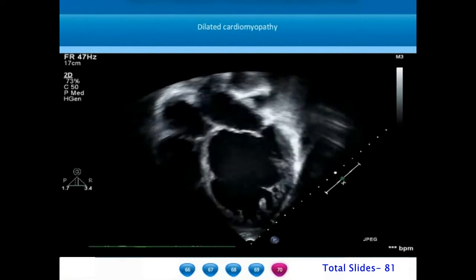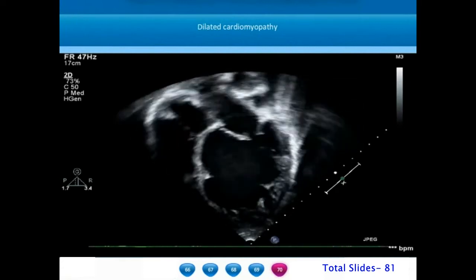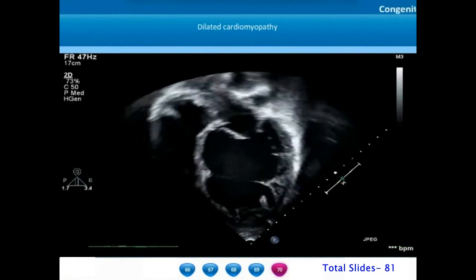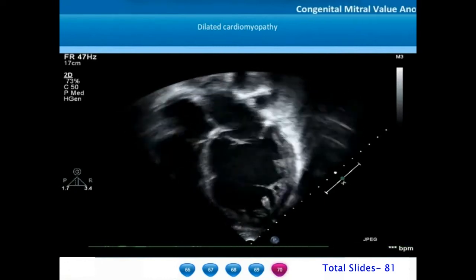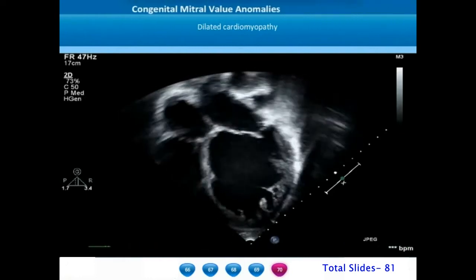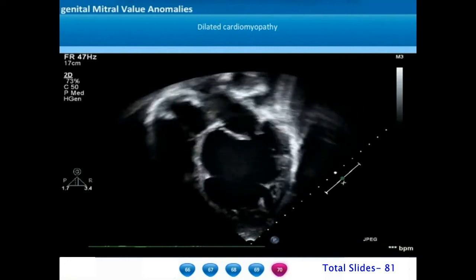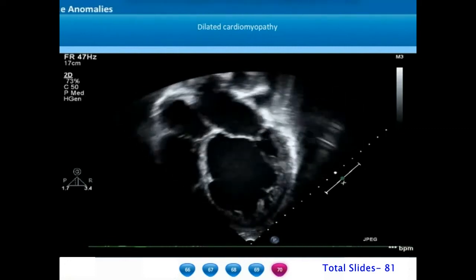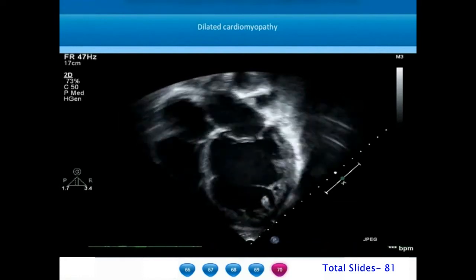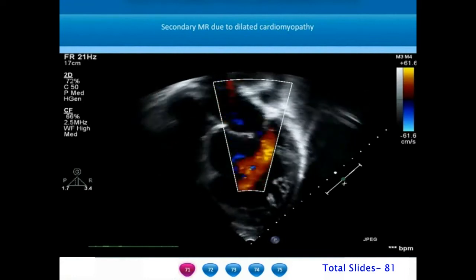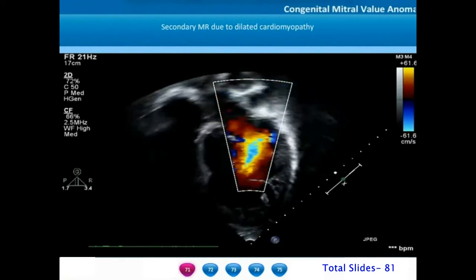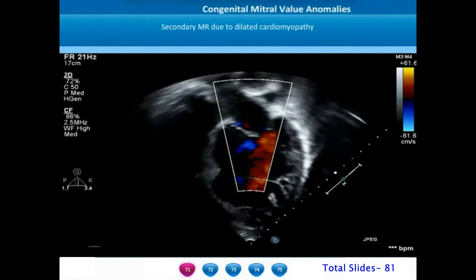Dilated cardiomyopathy of any reason can result in left ventricular dilatation with secondary annular dilatation of the mitral valve, and progressive annular dilatation can result in reduced coaptation between the anterior and posterior leaflets, thereby resulting in secondary functional mitral incompetence. We can see the secondary mitral regurgitation due to annular dilatation in this patient with dilated cardiomyopathy.